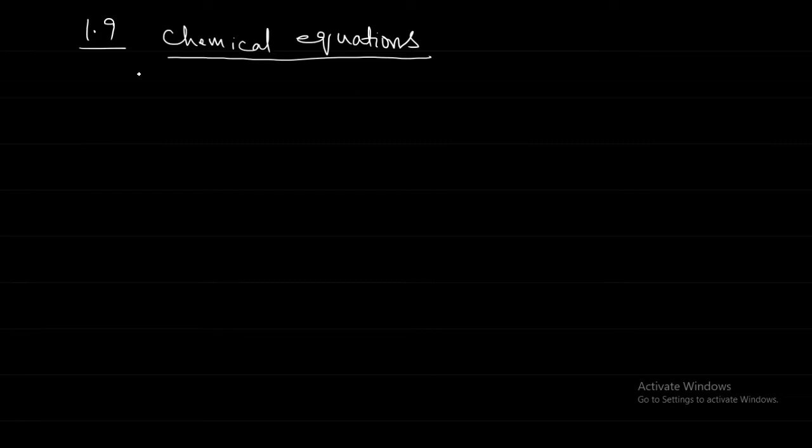Okay. Page number 10, 1.9, chemical equations. Okay, most of you are aware what is a chemical equation, right? A chemical equation is the symbolic representation of a chemical reaction involving the symbols and formula of the substance involved in the reaction. So when we say chemical reaction, can we say like this, carbon plus oxygen on heating gives rise to carbon dioxide?